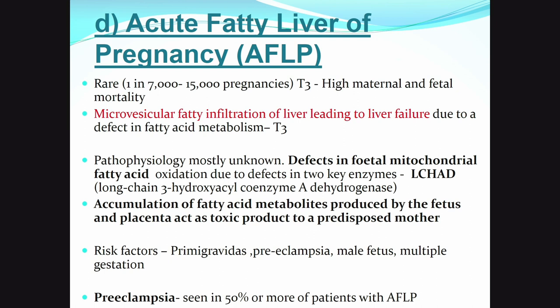A defect in fetal mitochondrial fatty acid oxidation due to a defect in two main enzymes causes accumulation of fatty acid metabolites produced by the fetus and placenta, which act as toxic products to a mother who is genetically predisposed to acute fatty liver disease in the pregnancy. Again, the risk factors are primigravida, male fetus and multiple gestation. Acute fatty liver of the pregnancy is commonly associated with preeclampsia with elevated blood pressure.